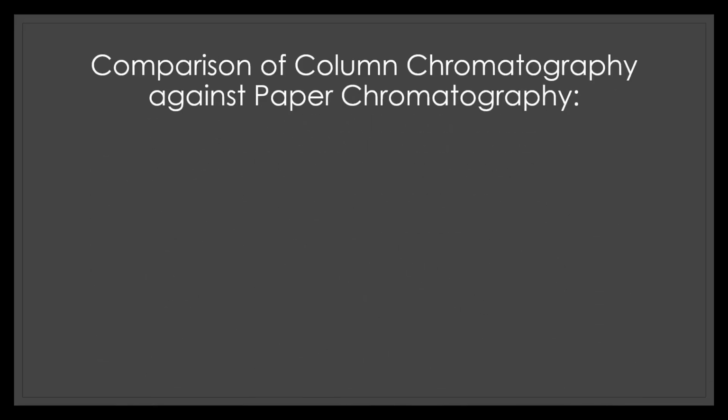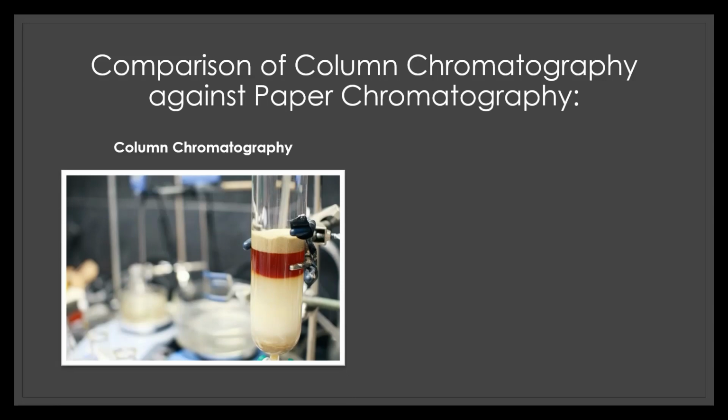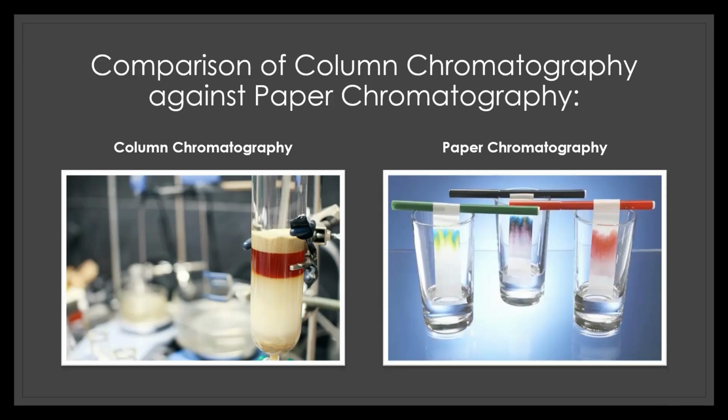Now, if you have these two methods side by side, you will notice how they differ and the different apparatus used for each. On the left, we have our column chromatography, which is a method used to isolate a single chemical compound from a mixture. On your right is your paper chromatography, which is a technique for separating dissolved chemical substances by taking advantage of the different rates of migration across a sheet of paper.